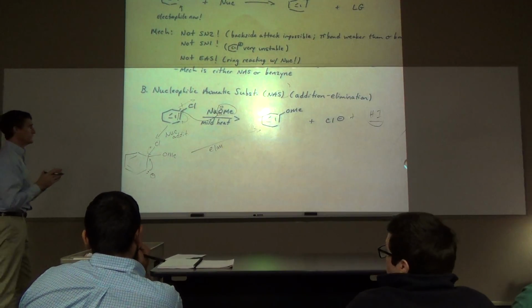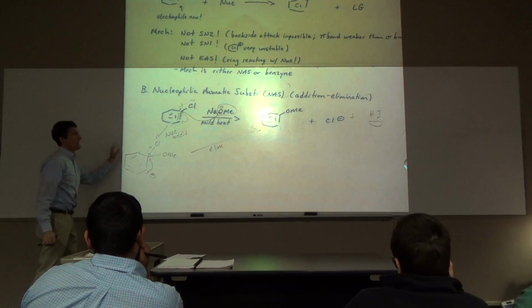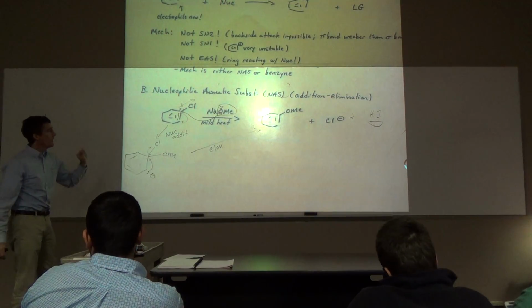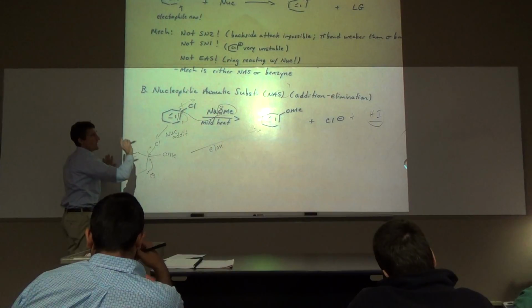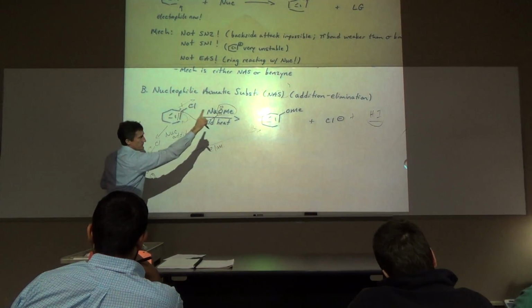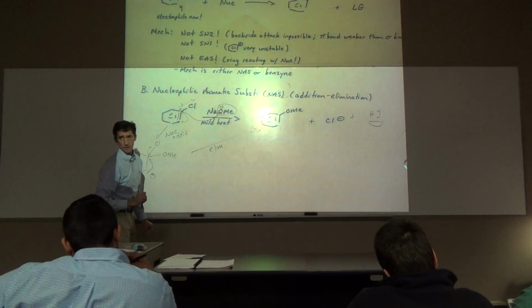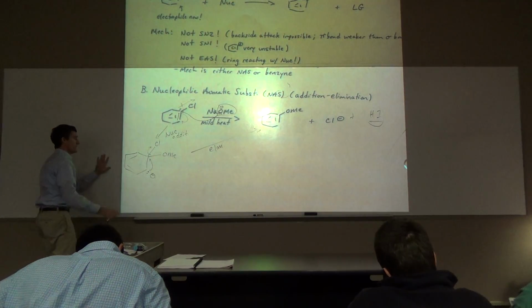Okay? And I remember we said, here we're going to break the pi bond. Does that look like SN2? No. Does it look like SN1? No. It's called a nucleophilic aromatic substitution. It also goes by the name of what? Addition-elimination, which is more descriptive. Okay? Now, come back here.